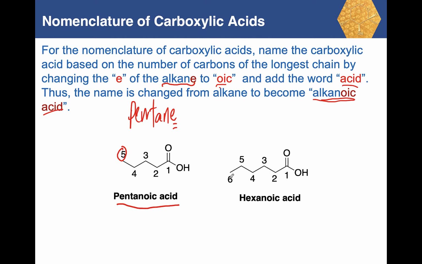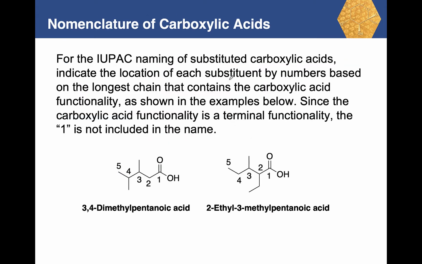Here's another molecule. This one has 6 carbons. Of course, as you know, if there's 6 carbons, the name becomes hexane, but we change the E of the hexane to oic, and it becomes hexanoic acid as shown here. Let us look at branched or substituted carboxylic acid as shown here. So here we have a branch, and here we have a branch. And of course the main chain has 5 carbons. So as we can see, that becomes pentanoic acid as shown here.